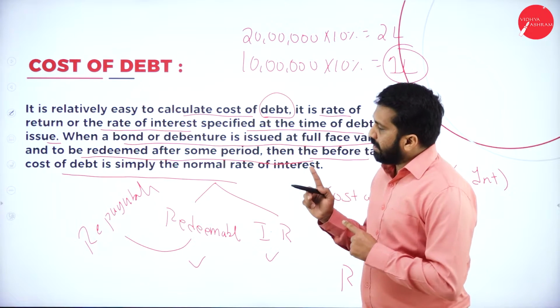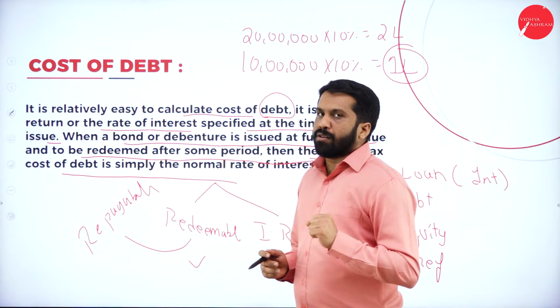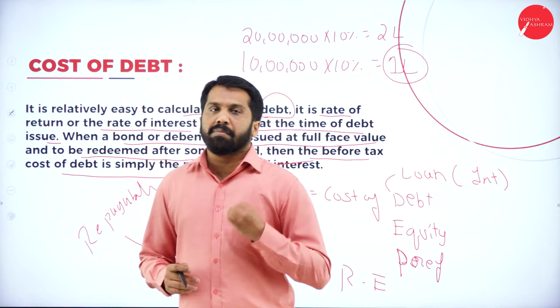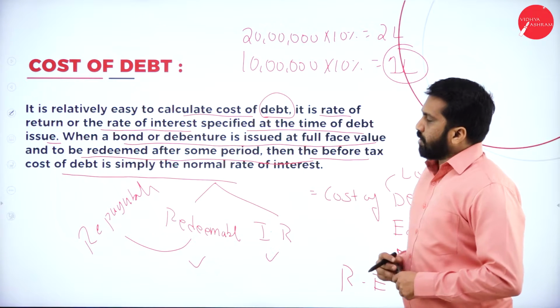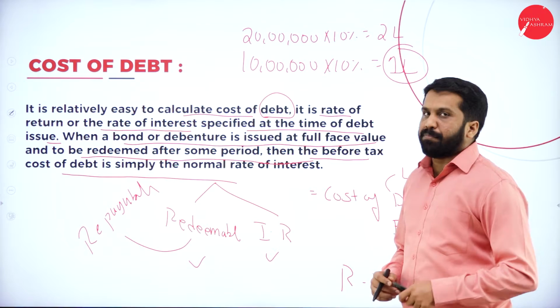Now, these are the easiest topic. Hardly you will get 5 to 6 formulas. If you remember 5 to 6 formulas, what will be your marks? 30 marks. Remember that. Now, redeemable, irredeemable. Redeemable stands for repayable. Irredeemable stands for non-repayable.